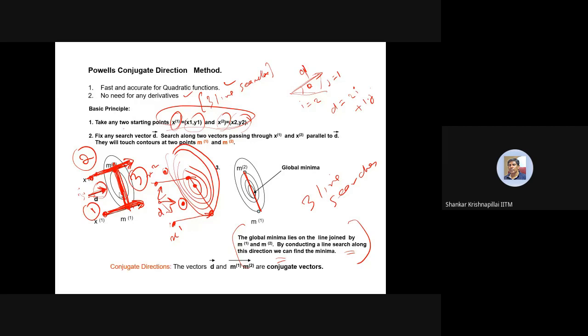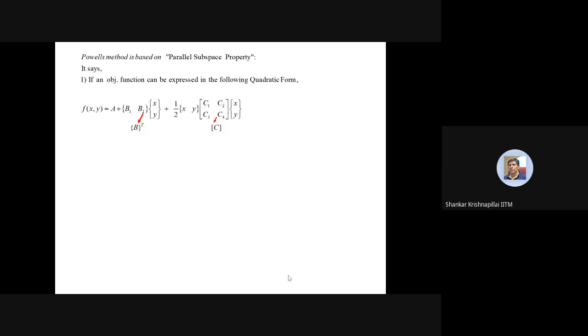Then there's another mathematical property, that is, the vector D and the vector M1, M2 are called conjugate vectors. So this vector D and this vector M1, M2 are called conjugate vectors. What the meaning of conjugate vectors is, we'll see in the next slide. Actually this slide is just a mathematical explanation. You need not study this. It's not required for solving the problem. I am telling you this just because it is written in the textbook.